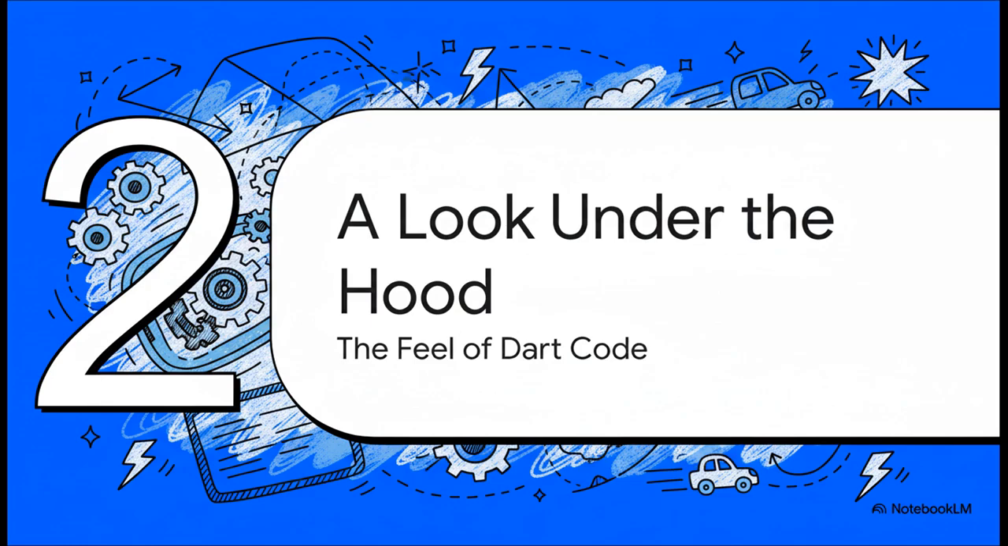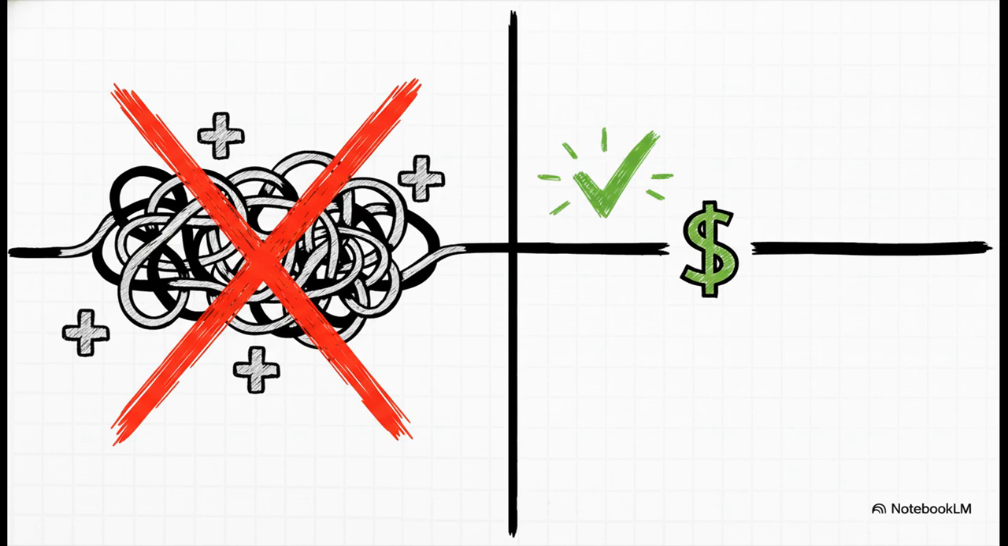Okay, enough theory. Let's take a quick peek under the hood at what Dart code actually looks and feels like. And don't worry, we're not going to get bogged down in code. You'll see it's actually very clean and readable. First up, simplicity. You know how in some languages, just putting a variable inside a sentence can be a total mess of plus signs and quotes? Dart just gets rid of all that noise. It's direct, clean, and gets right to the point.